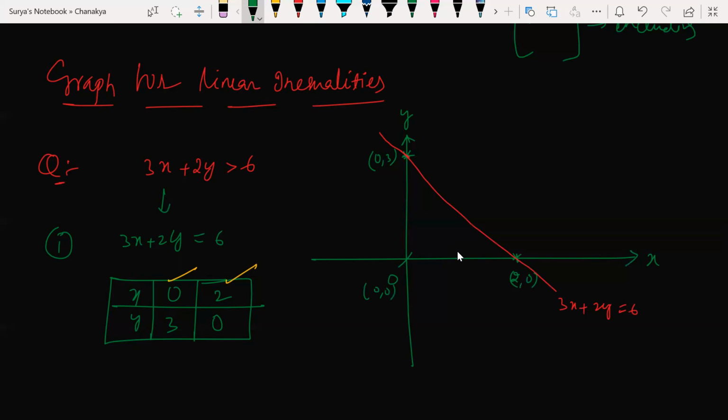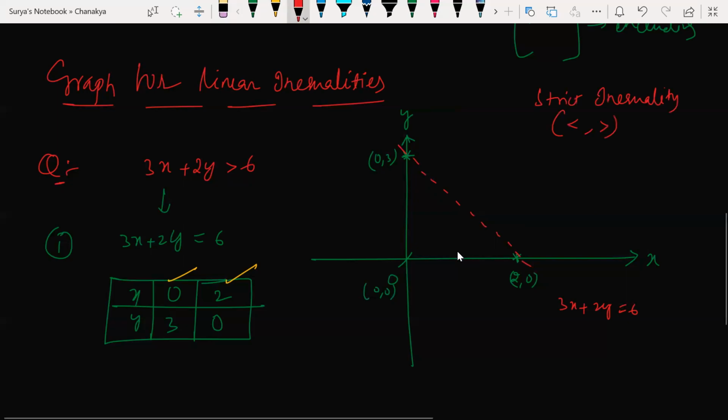Beta, look at this here. I have this line, correct? This line is a dotted line, beta, not a thick line. You need to draw a dotted line like this. Why? Because your inequality is a strict inequality. So what is strict inequality? Strict inequality comes under less than, greater than.